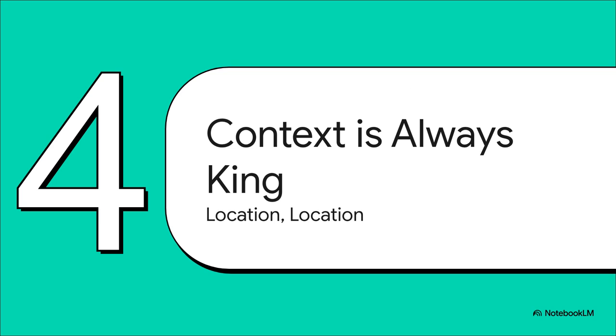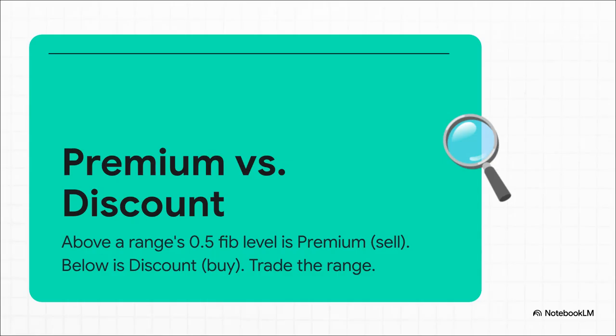Okay, so we know how to find a powerful level. But listen, a great level in a bad location is totally useless. That's why context is, and always will be, king. Location, location, location. Here's a super simple but incredibly powerful way to think about context. Just draw a Fibonacci tool from a recent range high to the range low. Anything above that 50% line is considered a premium price. That's a good place to start looking for shorts. And anything below it is a discount, an amazing place to hunt for longs. Trust me, a perfect bullish order block in a discount zone is infinitely more powerful.